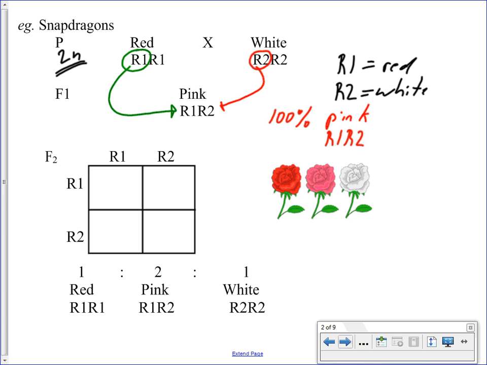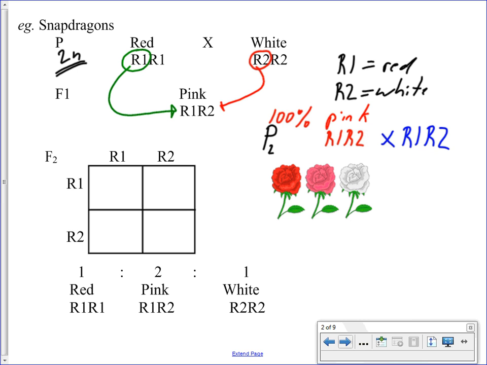Now if we take those offspring from the F1 generation and we cross them, this is going to be the parents. They were the offspring in the F1. Now they're the parents, so I'm just going to call them the P2, the parents in the next generation. So we have one parent that's going to be heterozygous, and the other one is going to be exactly the same, also heterozygous. When we set up our Punnett square, across the top we're going to have the gametes from our one parent, R1 and R2, and along the side from the other parent also R1, R2.